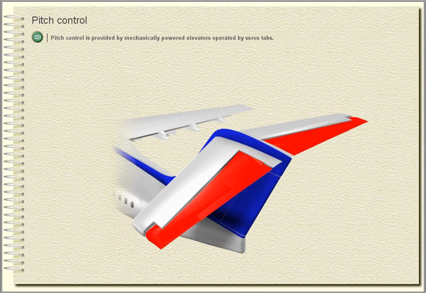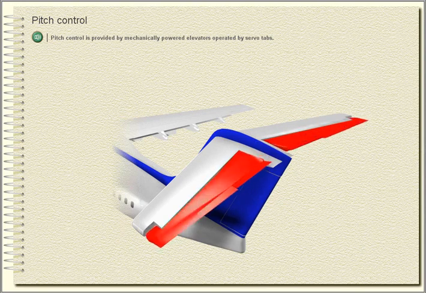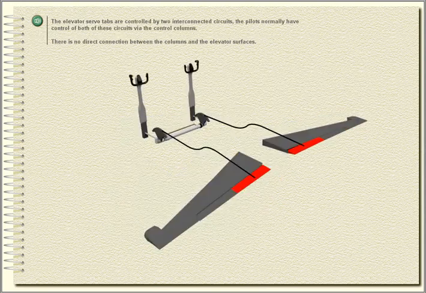Pitch control. Pitch control is provided by mechanically powered elevators operated by servo tabs. The elevator servo tabs are controlled by two interconnected circuits. The pilots normally have control of both of these circuits via the control columns. There is no direct connection between the columns and the elevator surfaces.